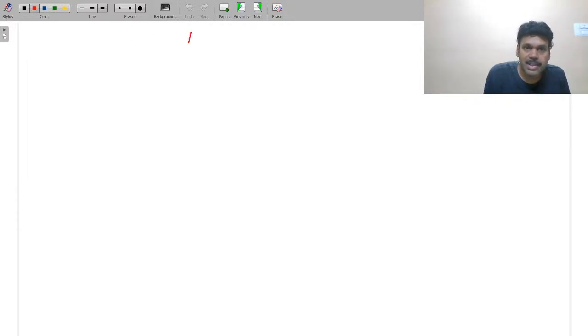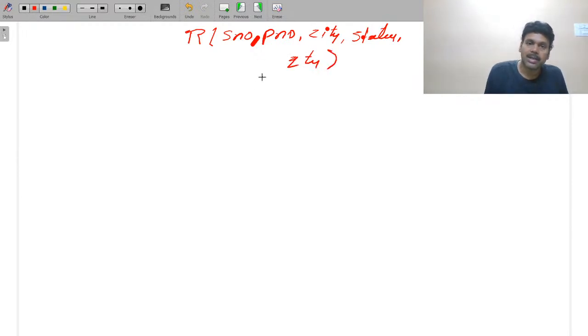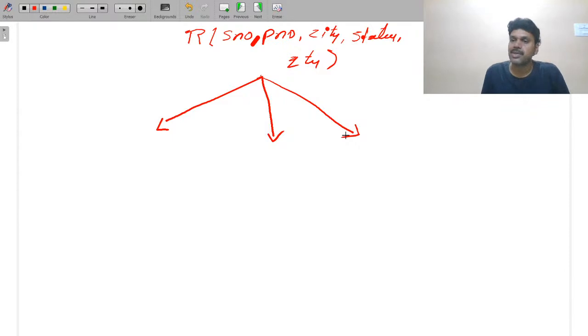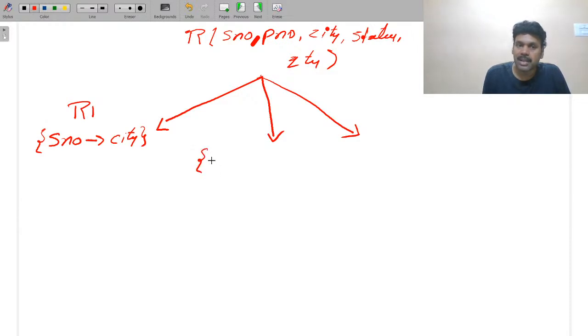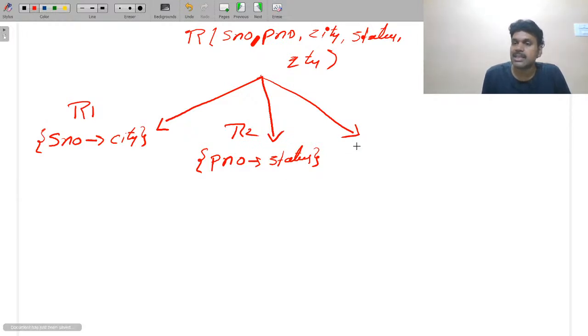Therefore, after elimination, you observe, friends, this is your original R, which consists of S number, P number, city, status, and quantity, which is decomposed into three subrelations. One subrelation is SNO implies city. This is a partial functional dependency, so I am removing it and naming it R1. And another one: PNO implies status. This is another partial functional dependency, so you create it as a separate table. And the rest of the table you keep. What is the rest of the table?